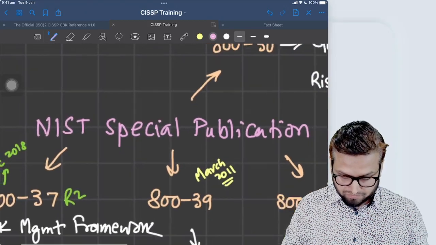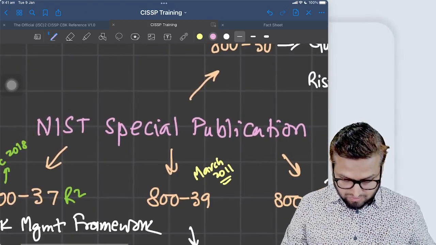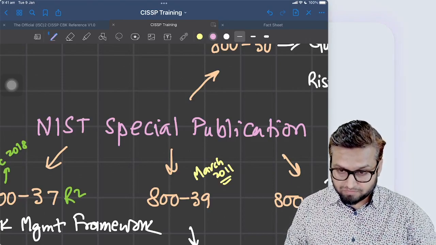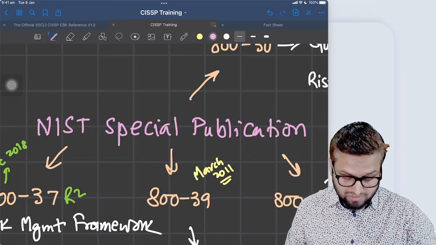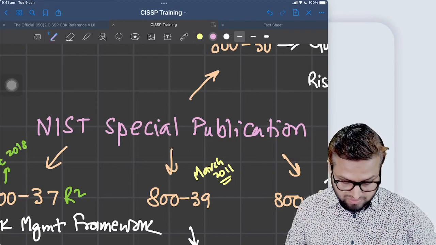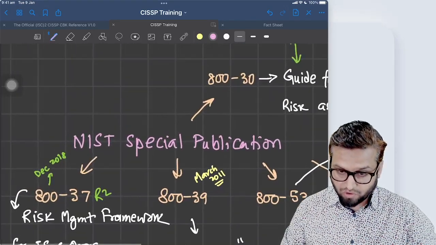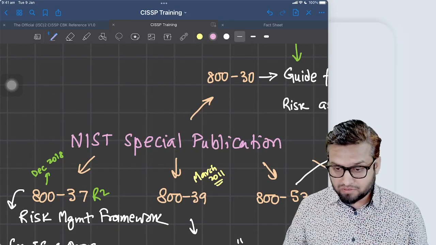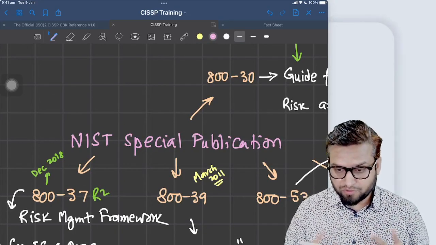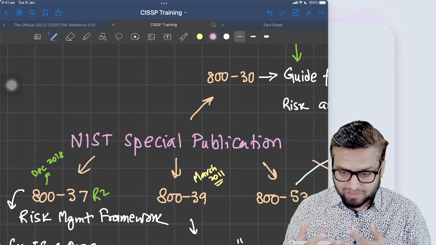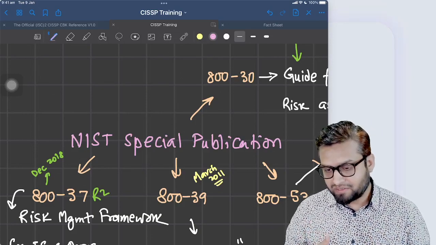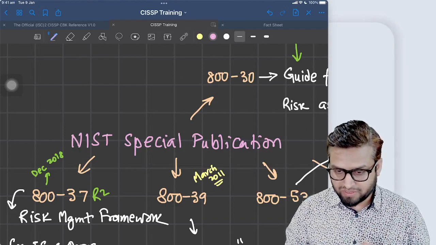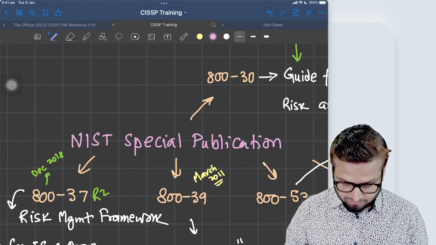Now, this sentence, NIST special publication, just focus on this sentence. NIST special publication is a set of documents, basically. What a special publication means, frankly, I don't know. There will be some reason behind it, but there is something called the SP series, which is called a special publication, right?